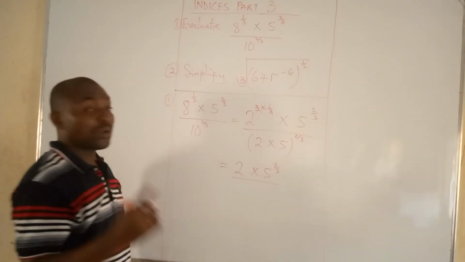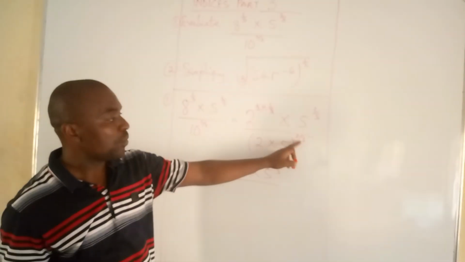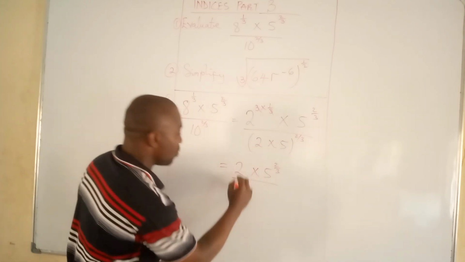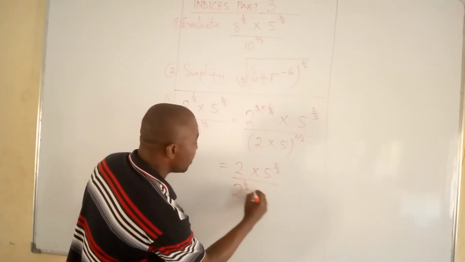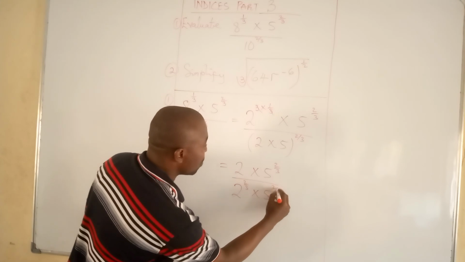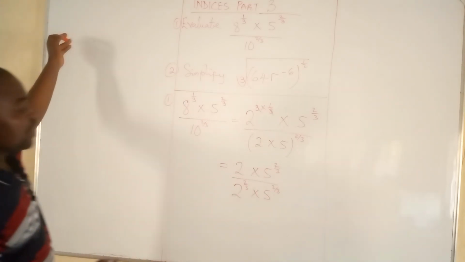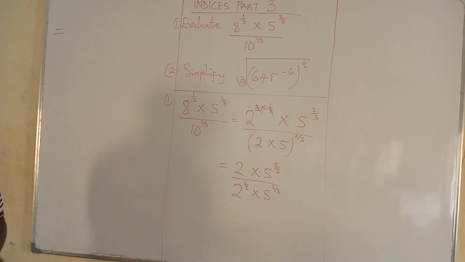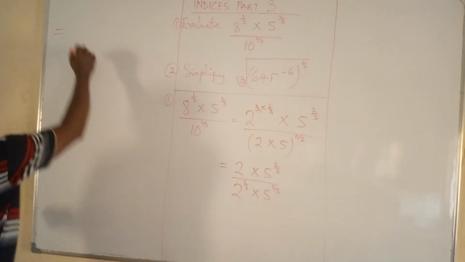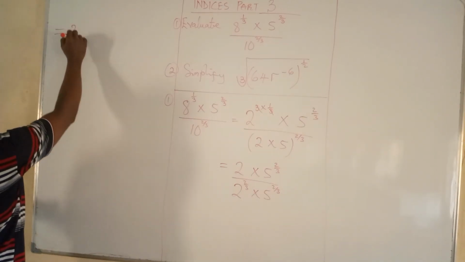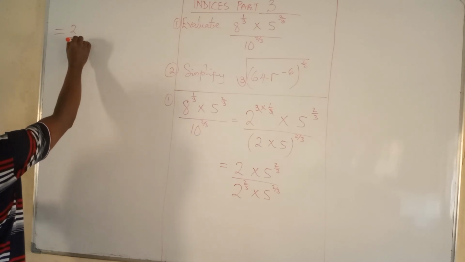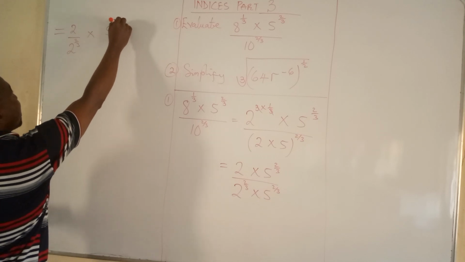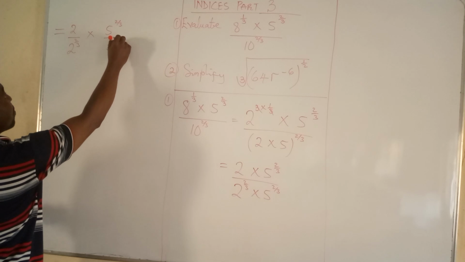All over. From our knowledge of indices, this power will affect these 2 and it will also affect 5, which means that this will be 2 raised to the power of 2 over 3 times 5 raised to the power of 2 over 3. Still from our knowledge of indices, we can split this to have 2 divided by 2 raised to power 2 over 3 times 5 raised to power 2 over 3 divided by 5 raised to power 2 over 3.